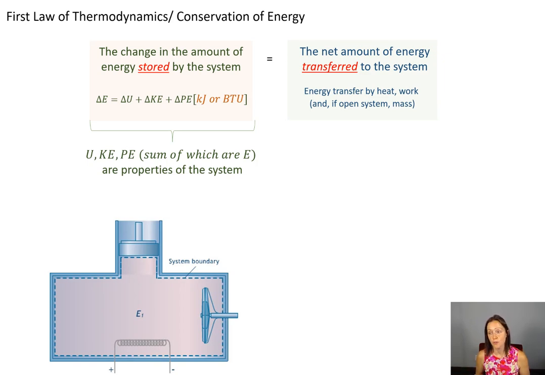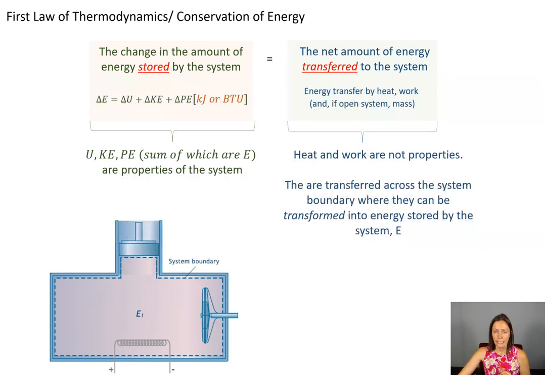Energy could be transferred by work, by heat, and if we've got an open system, by mass flow. We're going to focus on closed systems for the first part of this semester, which would leave out the mass flow, so we'd only have energy transfer in the form of heat and work. Oh, and heat and work are not properties. Once they transfer across the system boundary, they can transform into other forms of energy, internal energy, kinetic energy, and potential energy, which are properties, but heat and work are not themselves properties of the system. So it's incorrect, for example, to say that a system has heat or contains heat.